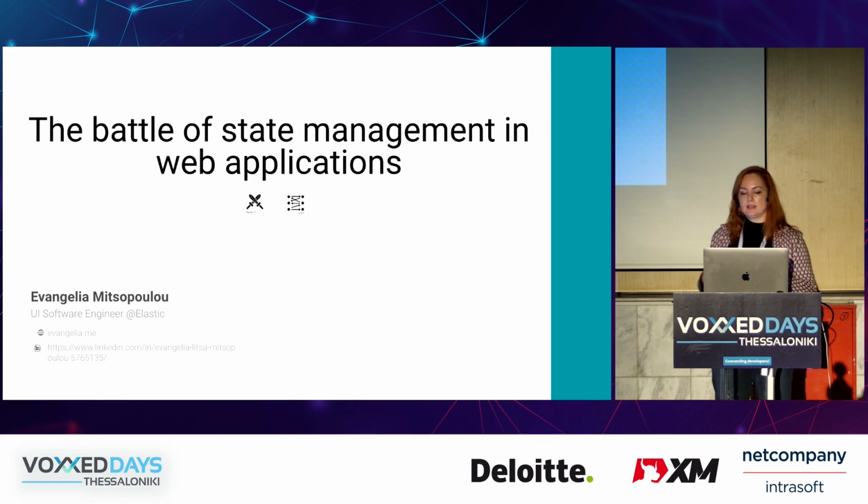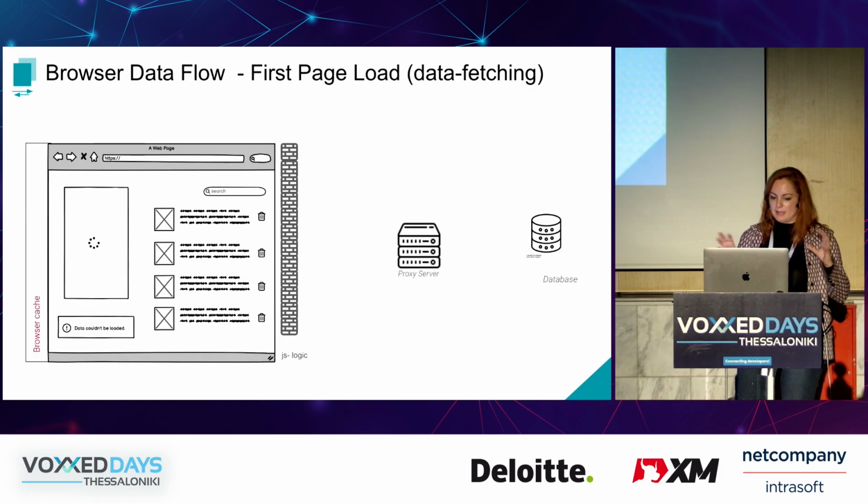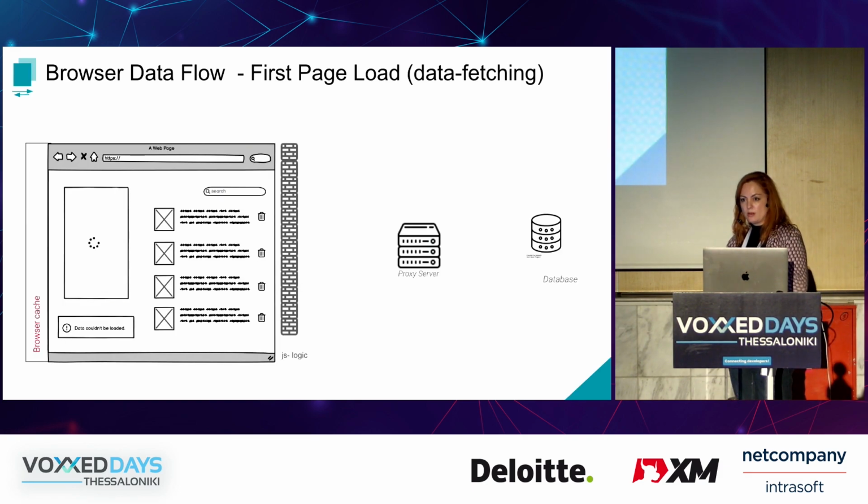Before presenting the different state management libraries that keep popping up all the time, especially around the React ecosystem, let's try to abstract what is happening in the browser, framework agnostic, state library agnostic. I have separated the data flow into two processes, the data fetching phase and the data update phase that we will see on the second graph.